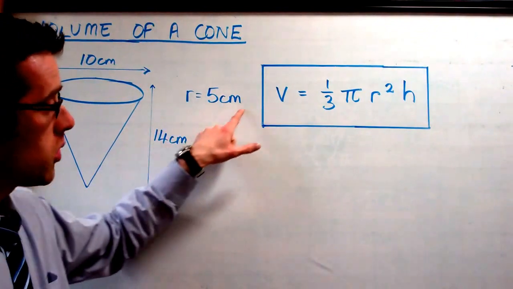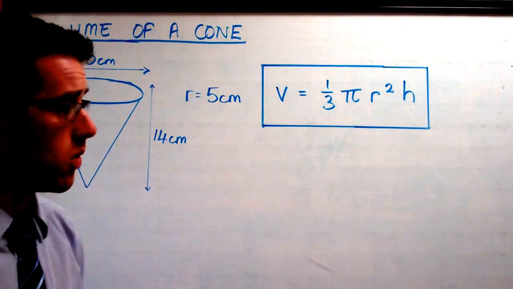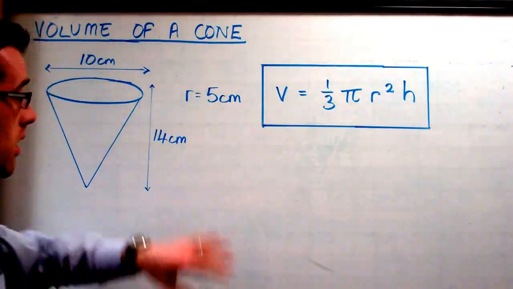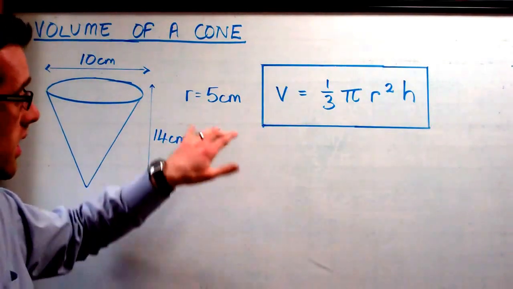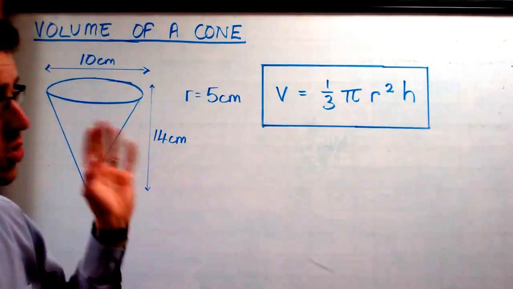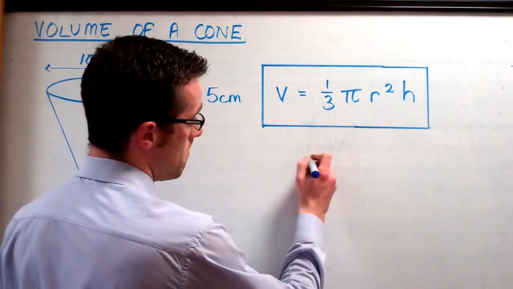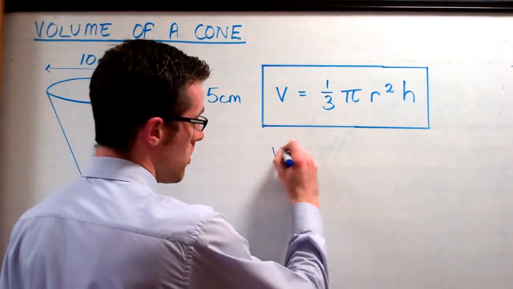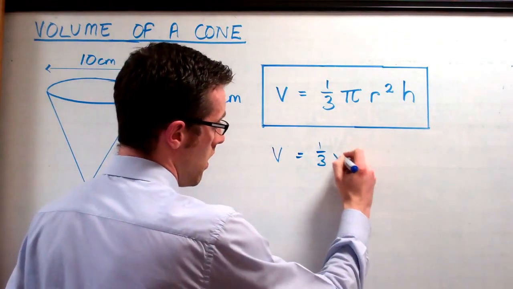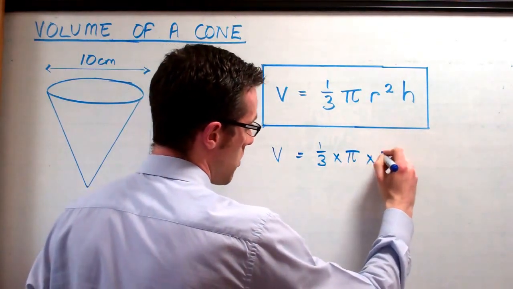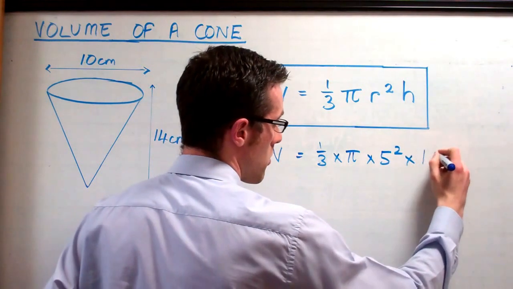So first thing we do is we write down what the radius is, alright? If we've been given diameter. Even if you're given radius, it's still a good idea to write down what R is as well, just so that you've got it super clear in your head what you're doing, right? So the second line then is going to be V equals 1/3 times pi times 5 squared times 14.